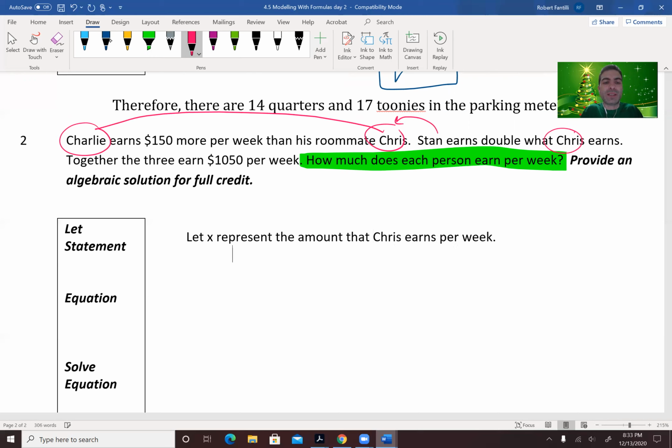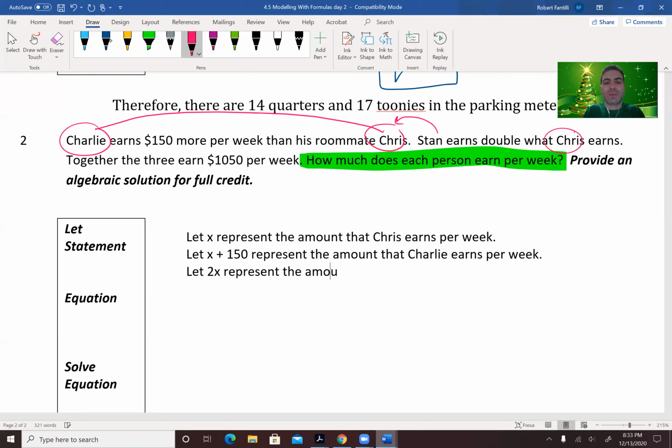And so if that's the case, then Charlie earns 150 more than Chris. He's going to be X plus 150. Let X plus 150 represent the amount that Charlie earns per week. And then let Stan earns double, 2X represent the amount that Stan earns per week.